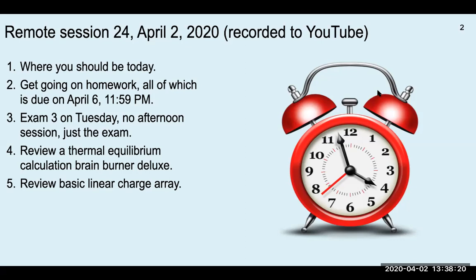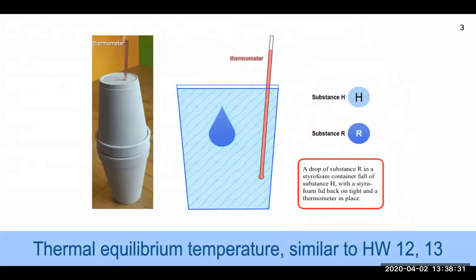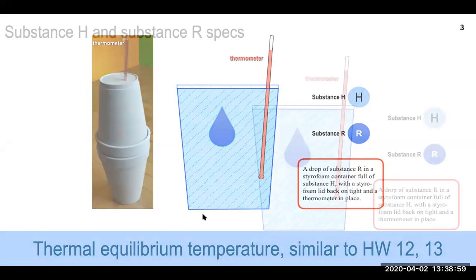All right. Let's talk about the thermal equilibrium problem. Now we've got a couple thermal equilibrium problems on homework 12 and homework 13. And so this one is a picture from one of the homeworks. Substance H and substance R. Substance R is the hot stuff. Substance H is the cooler stuff. And the question is, where does the thermal equilibrium temperature hold?